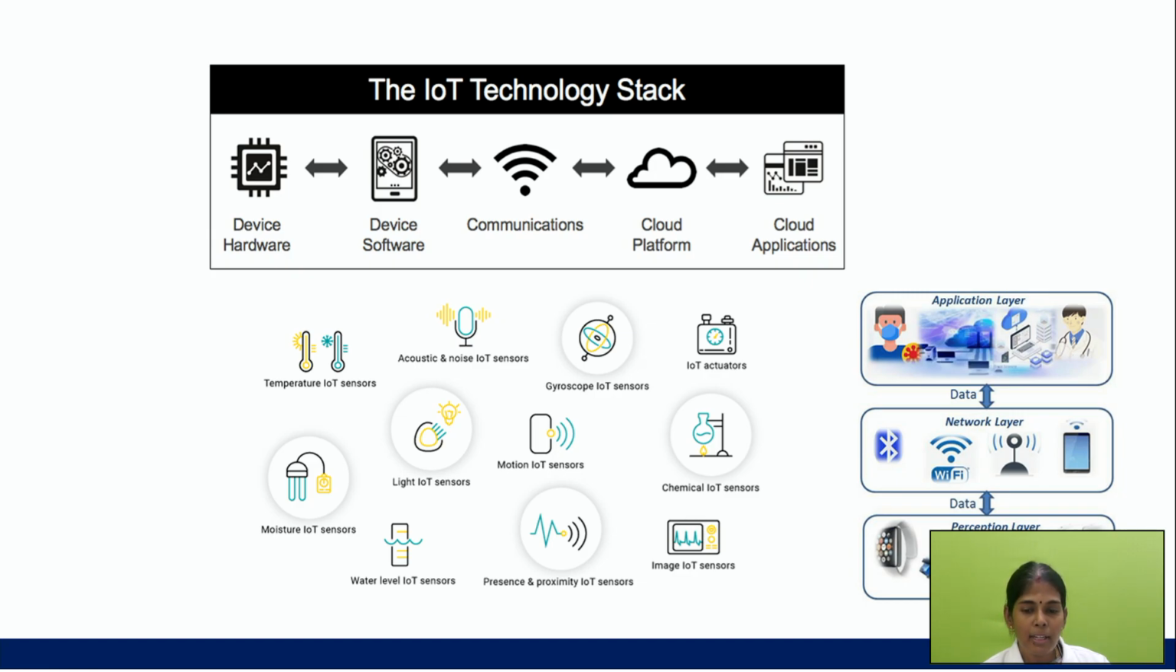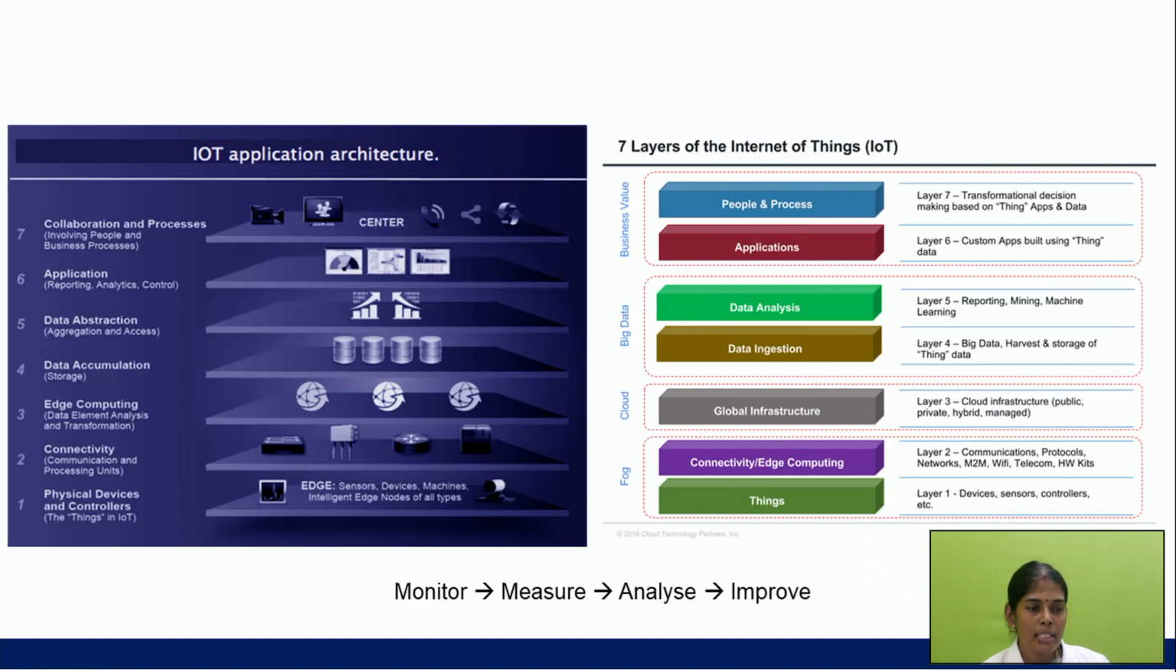In this diagram, there are 3 main layers: one is the perception layer, network layer and application layer. These 3 layers communicate between the IoT based stack methodologies. Next, we are going to see the IoT application architecture.